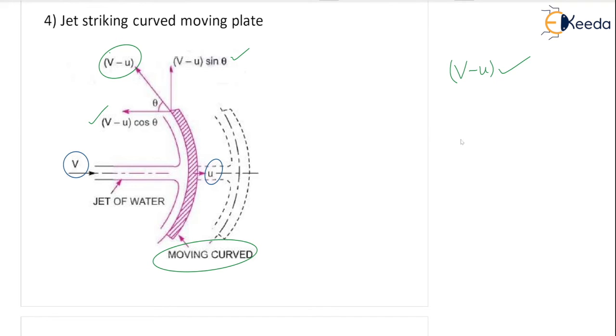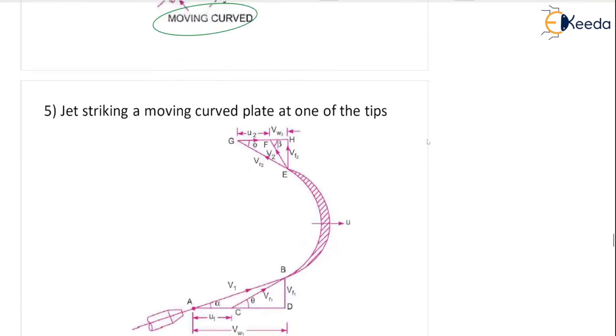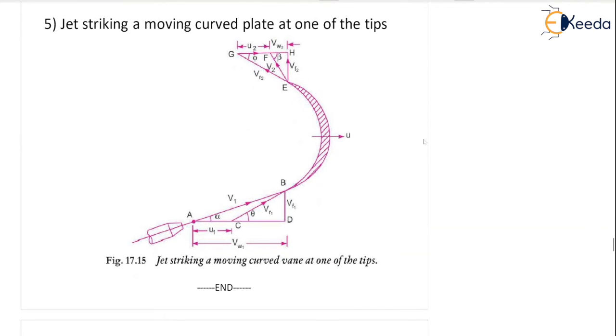Now we are going to draw the triangle in the fifth case. The jet is striking a moving curved plate at one of the tips. At one of the tips, we are taking this point B, and the blade is moving with the velocity u in the positive x direction. The jet of water is coming with the velocity v. Because it is the inlet condition, we write it as v1, and u is the velocity with which the blade is moving.